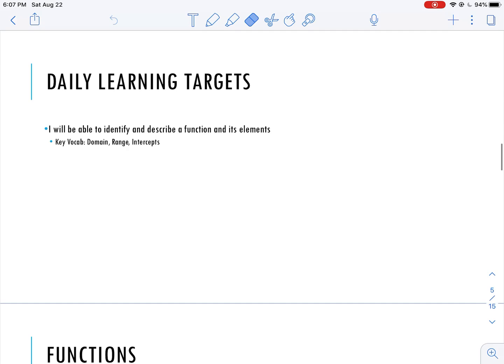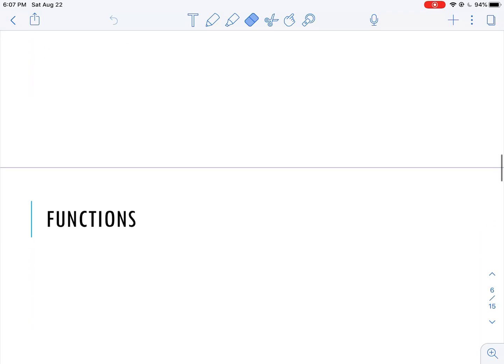So today we're just going to review some ideas about functions: what it is when it's a relation versus what it is when it's a function, the domain, range, and intercepts of functions. So we're going to go over all those key ideas today.